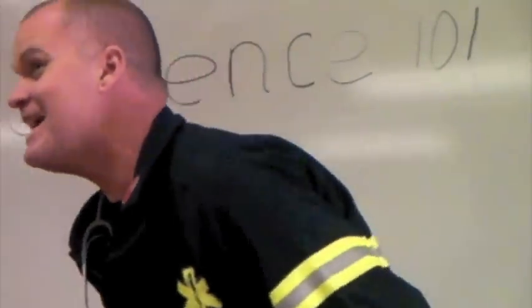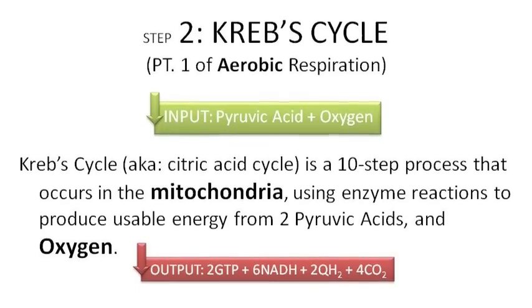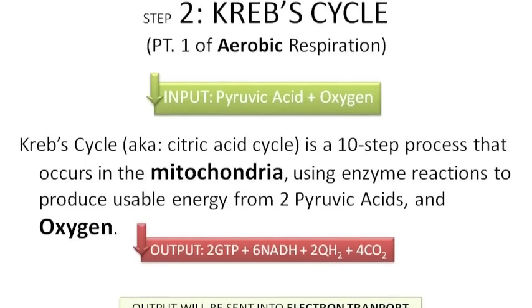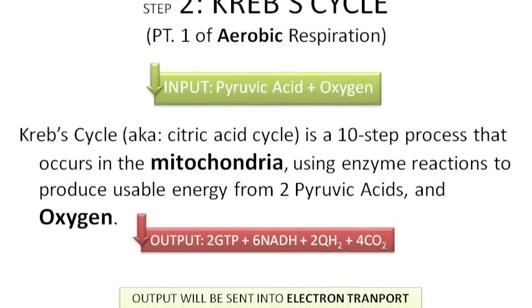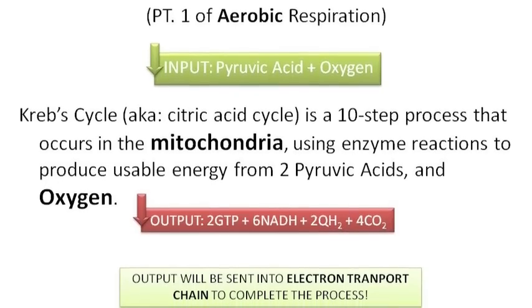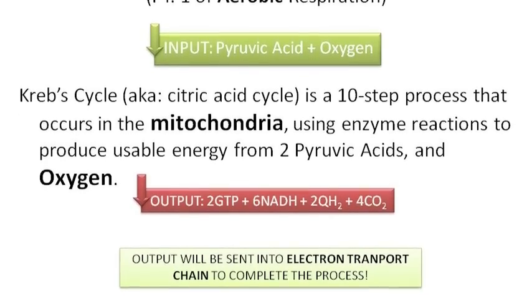I want to explain the Krebs cycle. Yes, you can teach it. Krebs cycle, also known as the citric acid cycle, is a 10-step process that occurs in the mitochondria, using enzyme reactions to produce usable energy from 2 pyruvic acids and oxygen. The output is 4 carbon dioxides with a bunch of other products that are put into the electron transport chain.